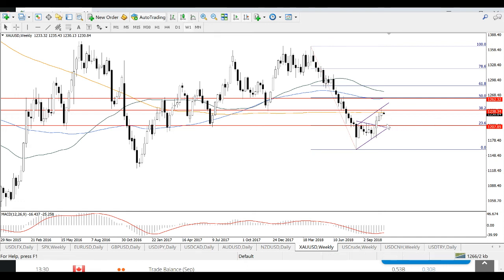If US data are good, then we'll likely go down to retest the border of the triangle and levels around 1210, 1207.